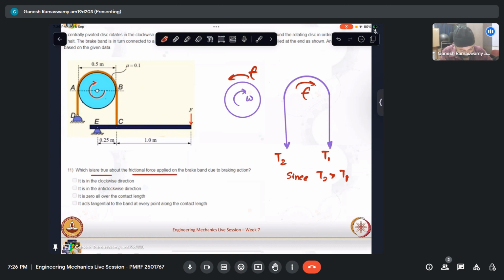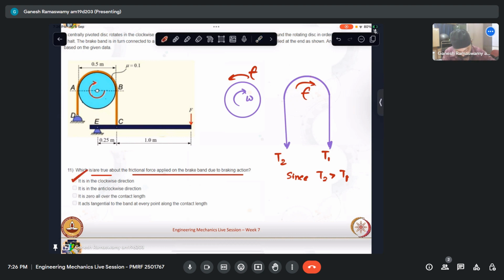So here we have been asked about the brake band. So we will see here on this free body diagram. So it is in the clockwise direction. We can see that this is actually in the clockwise direction because of the braking action. So this is correct. So if one is correct, two cannot be correct.